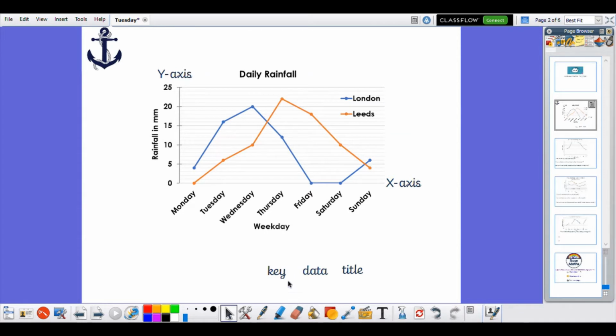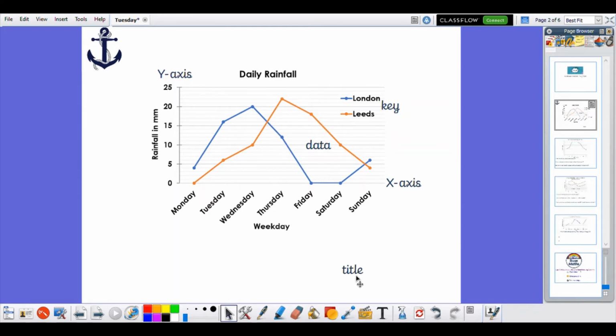Okay, and then we've got the key. The key tells us what the lines represent. So that shows us here, we've got the blue line that represents London, the orange line that represents Leeds. Then we've got the data. So the data is what you can see. The lines represent the data. So that would go with the lines.